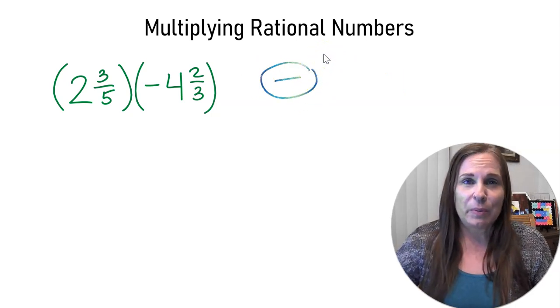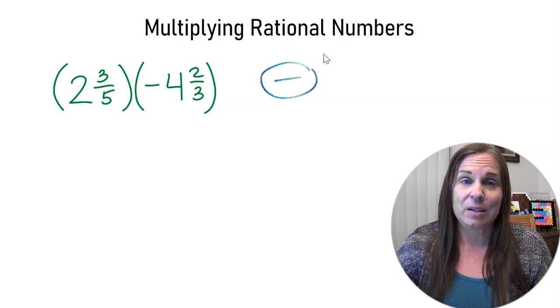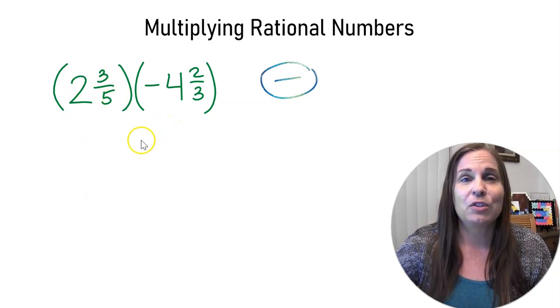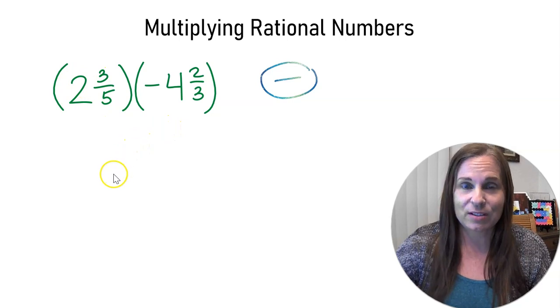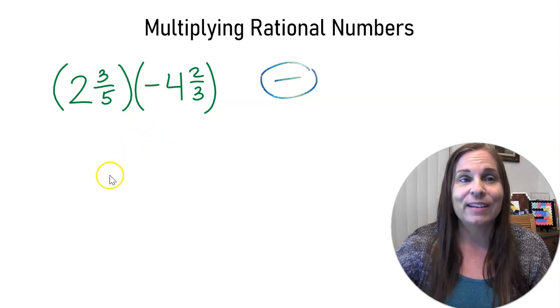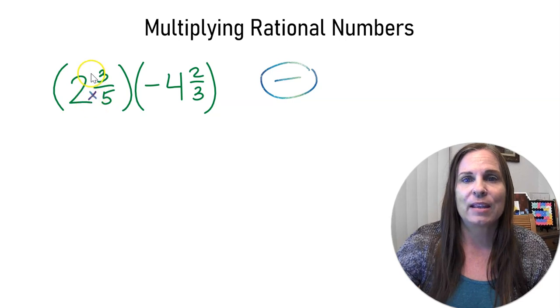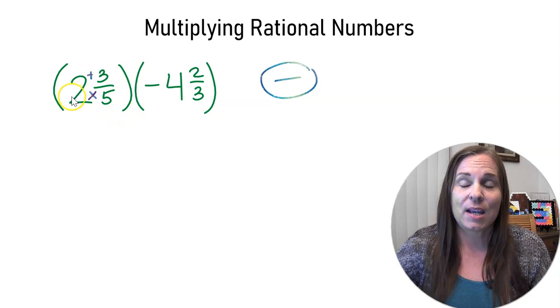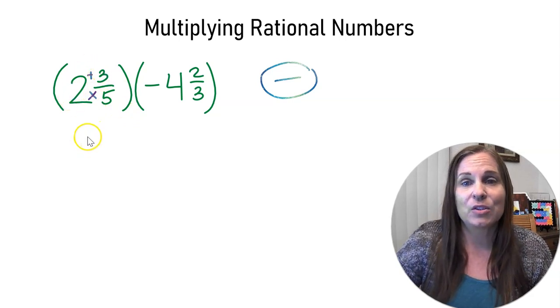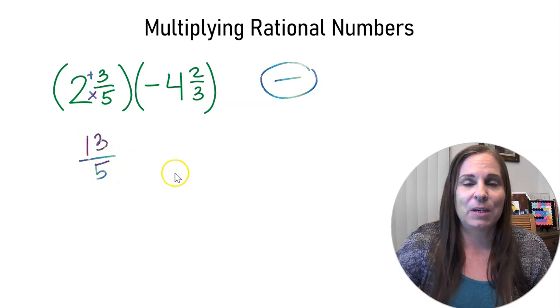But now I've got to multiply two mixed numbers. I can't multiply them in this form, so I have to turn them into improper fractions. If you don't remember how to do that, here's a little refresher. For the first fraction, I have to multiply these two numbers and then add the numerator. So 5 times 2 is 10, plus 3 is 13. And I keep my denominator the same.